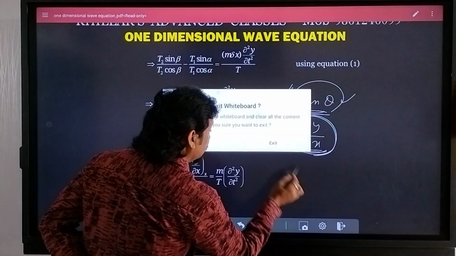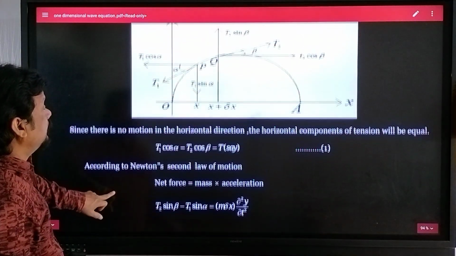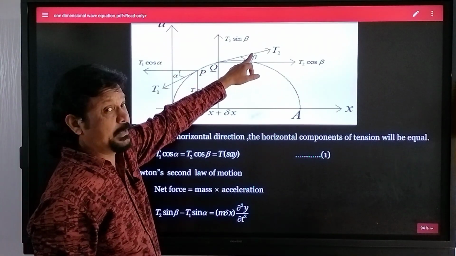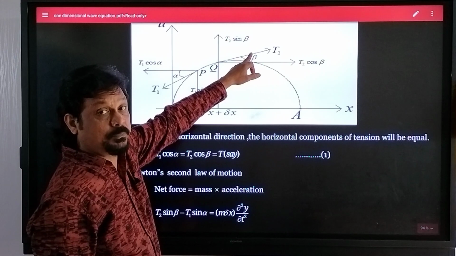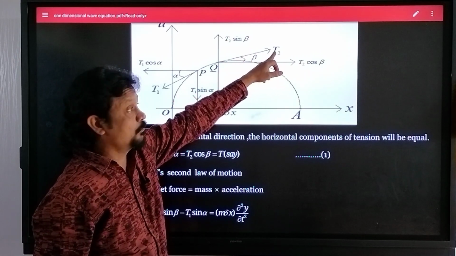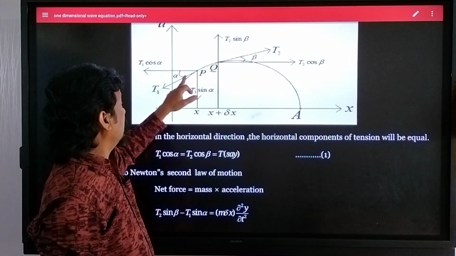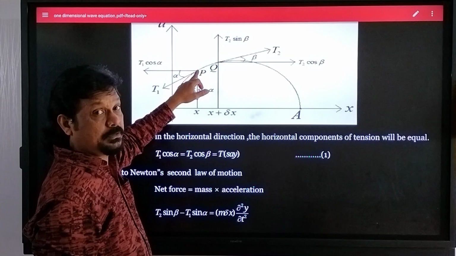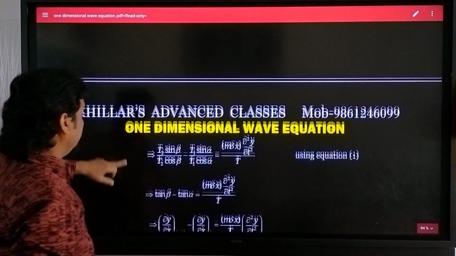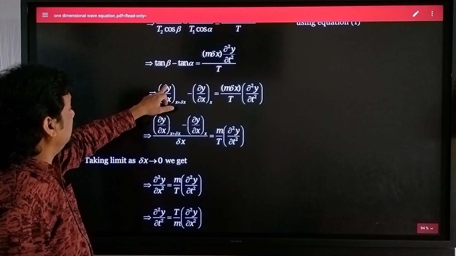See here, again I am showing you the figure. Beta is the angle of inclination, that means the angle which the line makes with the positive x-axis. Beta is the angle of inclination of T2, and it is at the point Q. And alpha is the angle of inclination at the point P. So that is why in place of tan beta, I have written del y by del x.